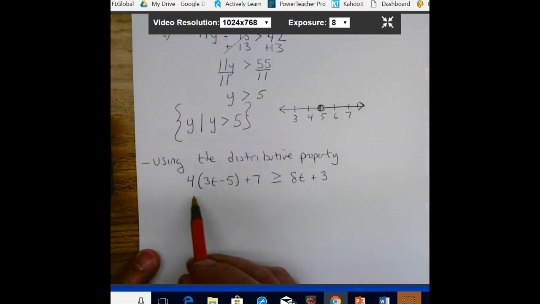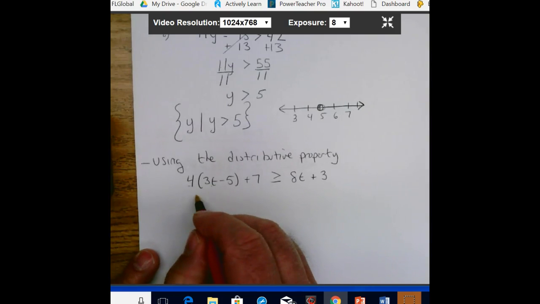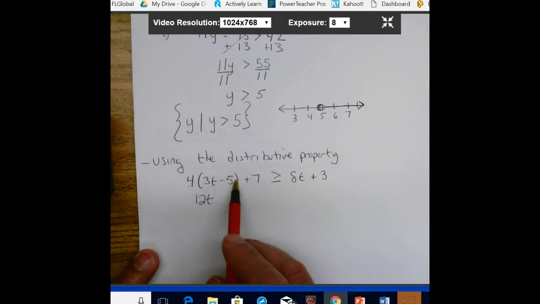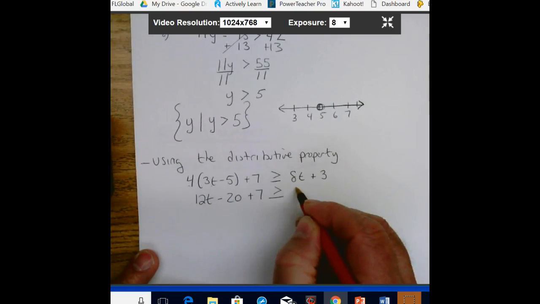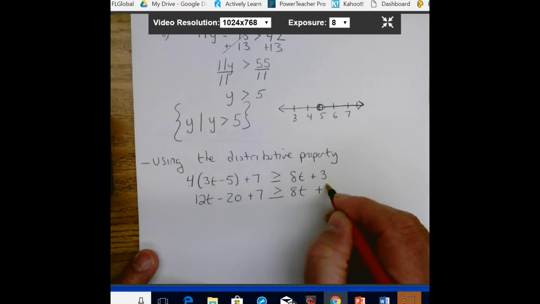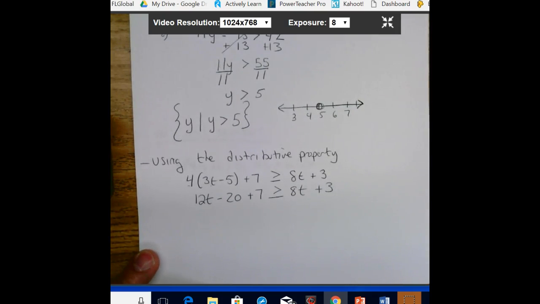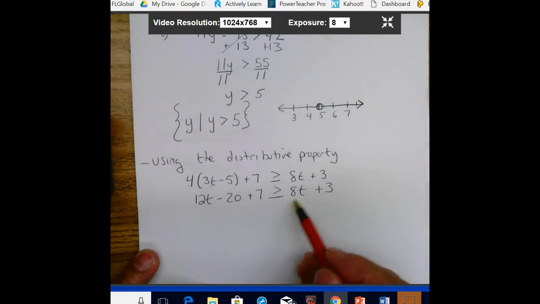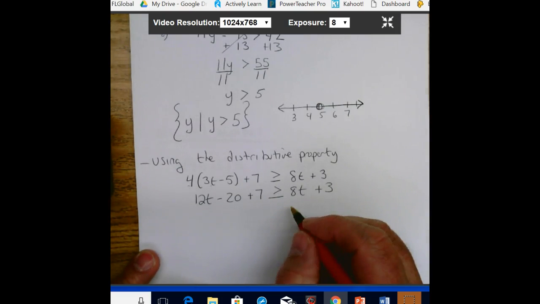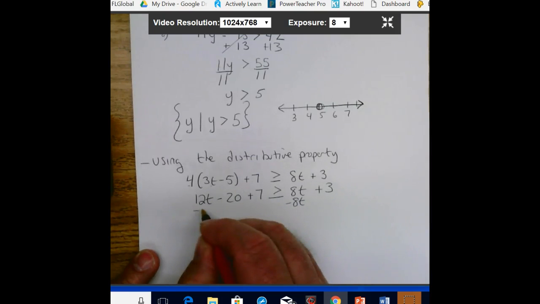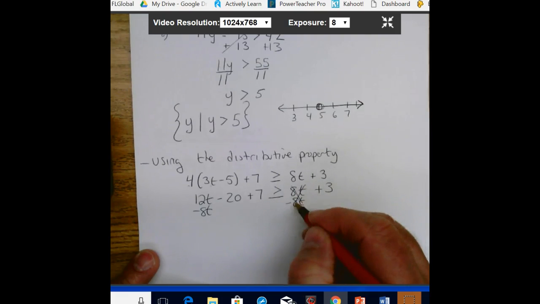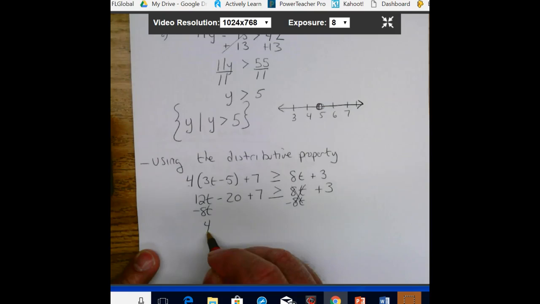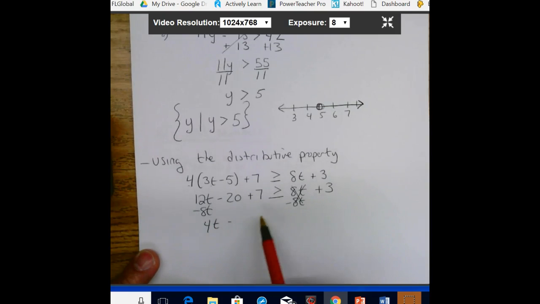So first thing, distributive property. So 4 times 3t is 12t. 4 times negative 5 is negative 20. Then we're going to have plus 7 greater than or equal to 8t plus 3. So now we have this. So now we want to get the t's by themselves. It's always better to bring the t over to the left if you can. So we're going to minus 8t from both sides. You're going to do the opposite. Undo this positive with a negative. This will cancel. 12 minus 8 will give us 4t. And then we might want to do this at the same time. We have negative 20 plus 7.